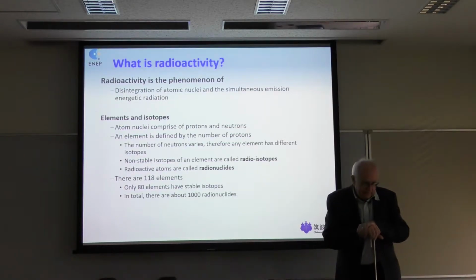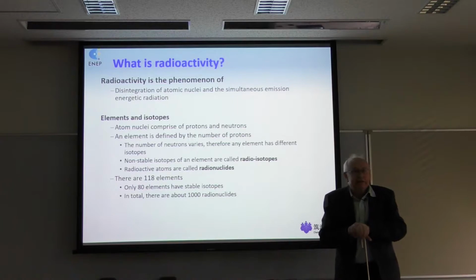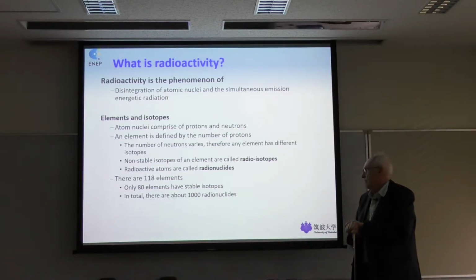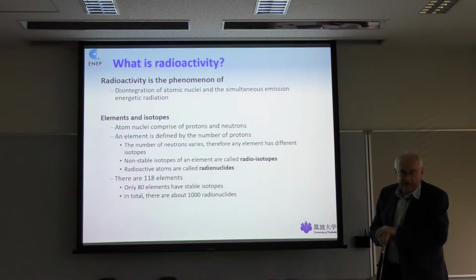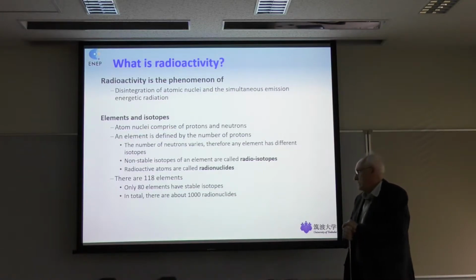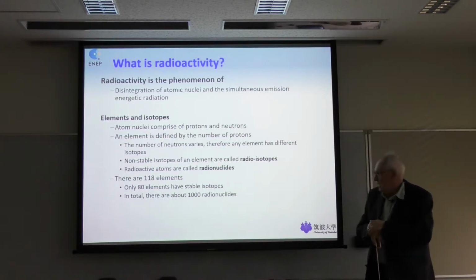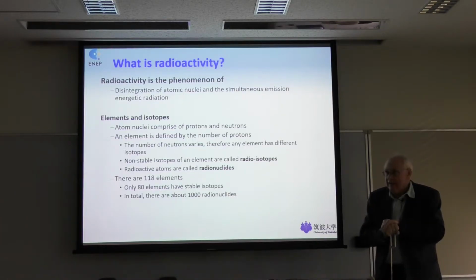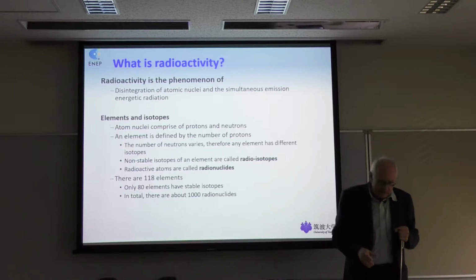I think you all know that elements comprise atomic nuclei, and an element is defined by its number of protons. However, the number of neutrons varies, and therefore any element has different isotopes. Non-stable isotopes of an element are called radioisotopes, and radioactive atoms in general are called radionuclides. In total, we know now about 118 elements, and only 80 of these 118 elements have stable isotopes. In total, there are more than 1,000 radionuclides.